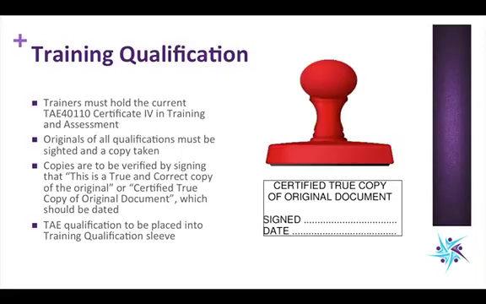But certified true and correct copy, you sign it and date it for every copy of qualification that you put on the file. So this includes their Certificate IV in Training and Assessment and the qualifications that they're delivering and assessing. The Cert IV in Training and Assessment should be filed in the sleeve for training qualification, and other qualifications that they hold should be in the vocational qualification sleeve.